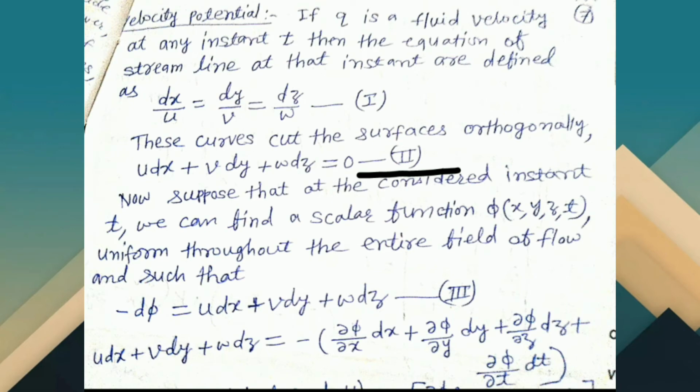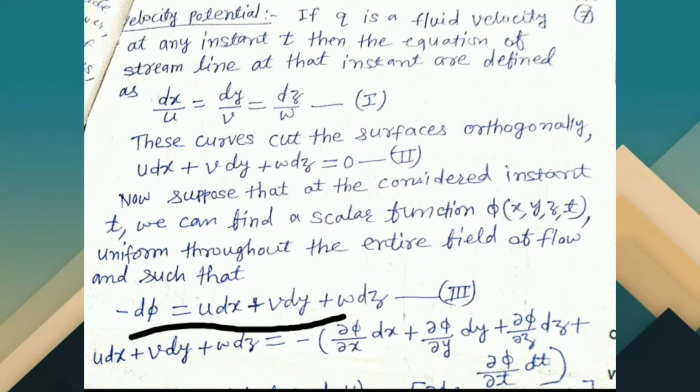Now suppose that at the considered instant t, we can find the scalar function phi of x, y, z, t, uniform throughout the entire field of flow, and such that we get the equation minus d phi is equal to u dx plus v dy plus w dz. This is the third equation.